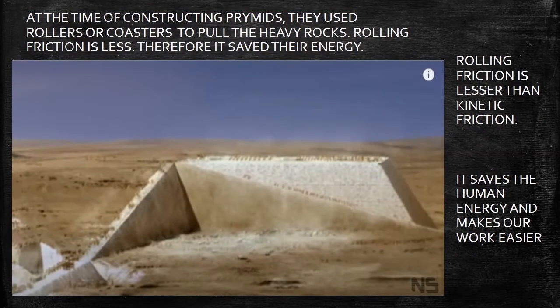Here you are going to observe how at the time of construction of pyramids, our ancestors used rollers or coasters to bring the heavy rocks and stones to a higher level. Just observe how they saved their energy by reducing the friction by using the rollers and coasters. Observe it.